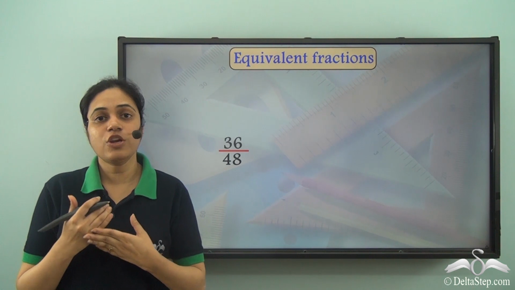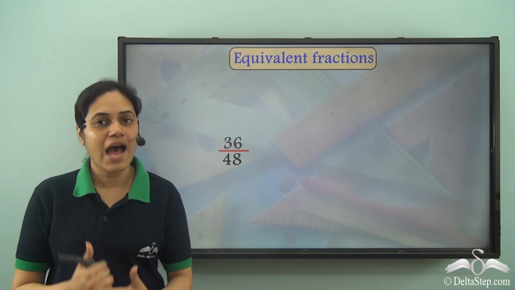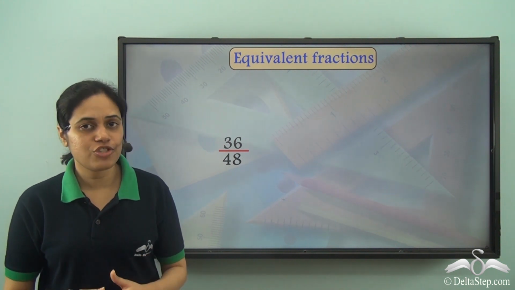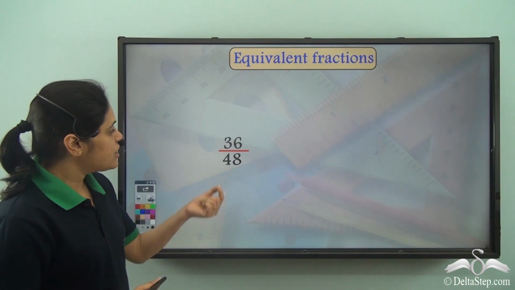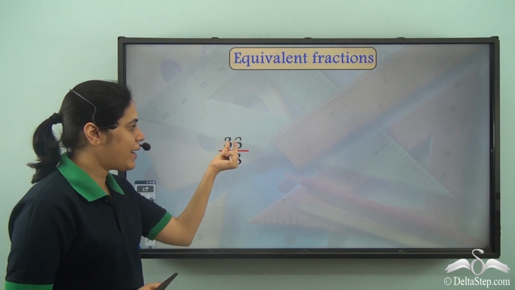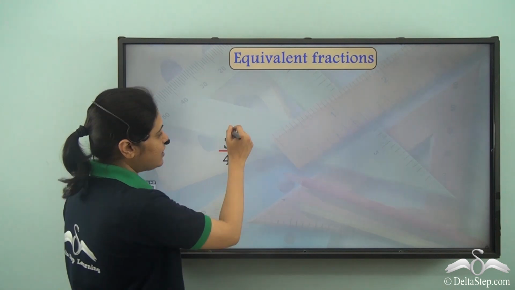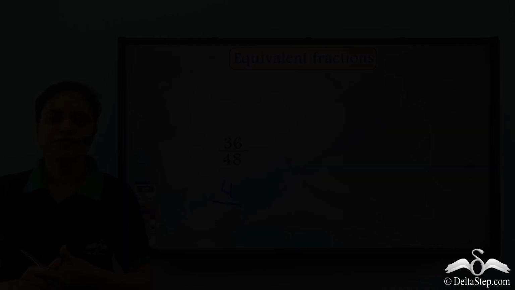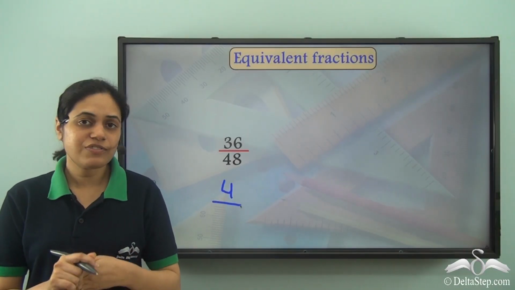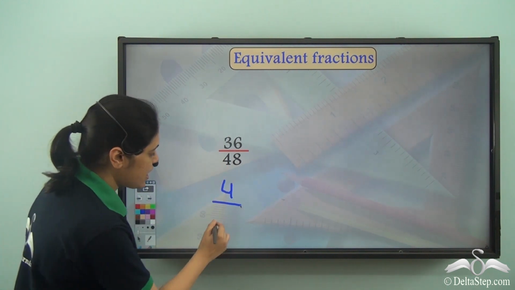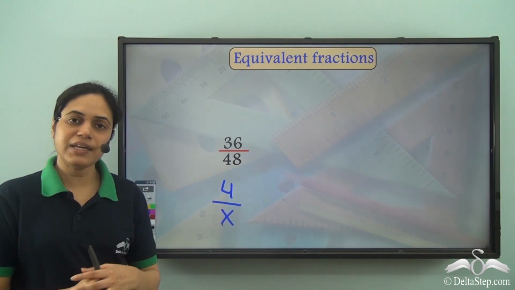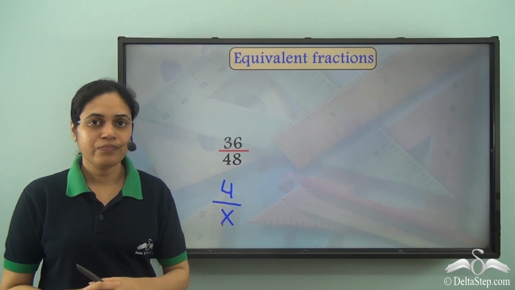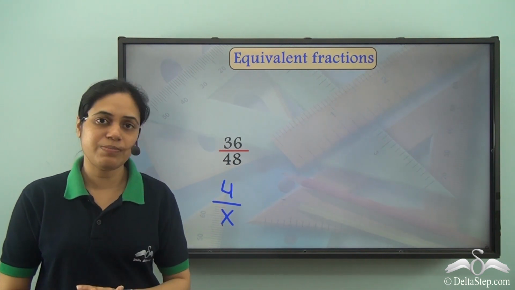Not just this, we can also divide the numerator and denominator to get an equivalent fraction. But in the case of division, you need to be careful. Why? Suppose I divide it by 9. So if I divide 36 by 9, I'll get 4. But what if I divide 48 by 9? It leaves a remainder. So 48 is actually not divisible by 9. So I cannot find an equivalent fraction by dividing by 9 because both the numbers are not divisible by 9.